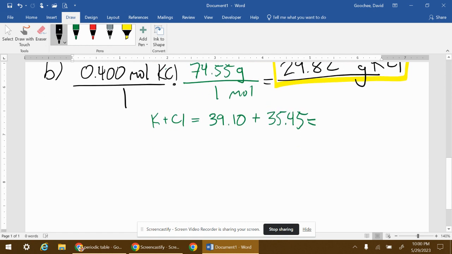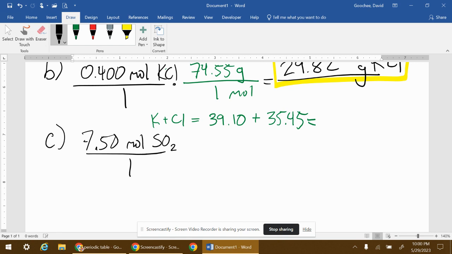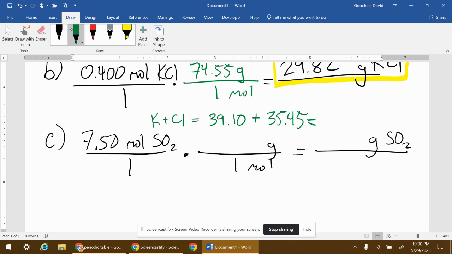On to problem 8C. All right, this one is 7.50 moles of SO2. And we want to figure out how many grams of SO2, sulfur dioxide, that is. So again, we're starting with moles, so we're going to multiply, 1 mole on the bottom, grams on top, and like above, we've got to figure it out.